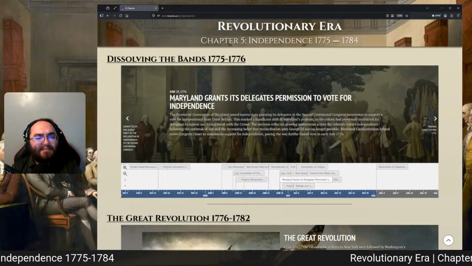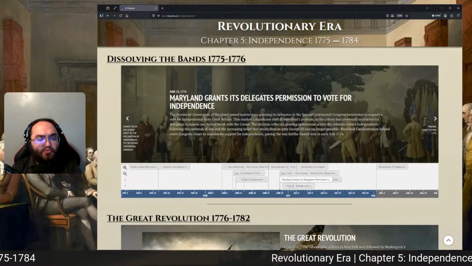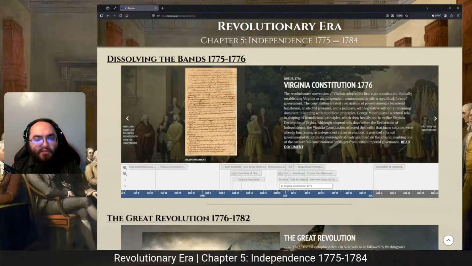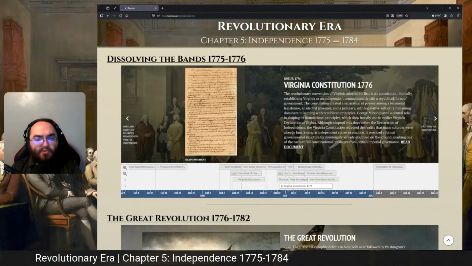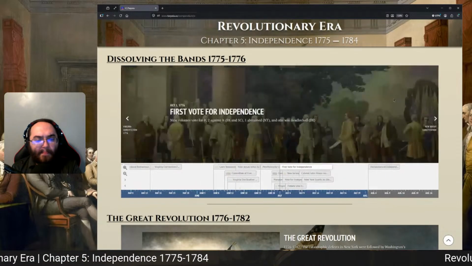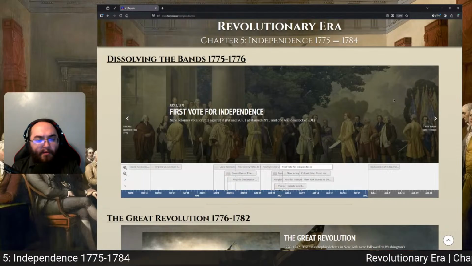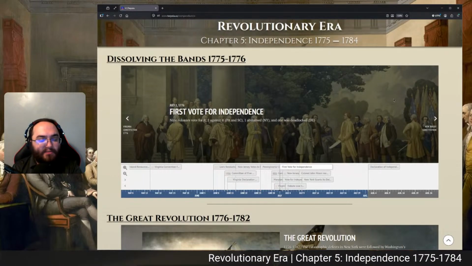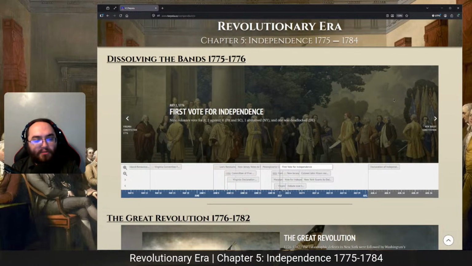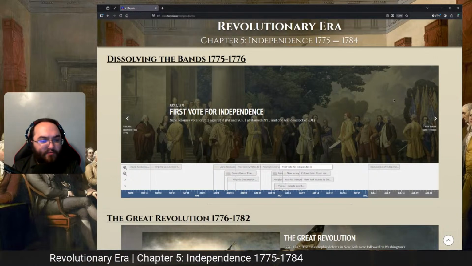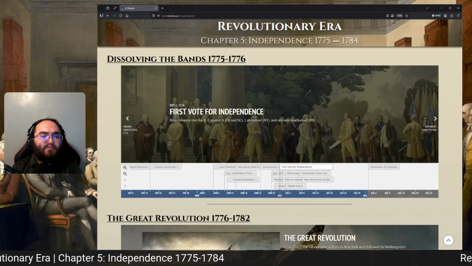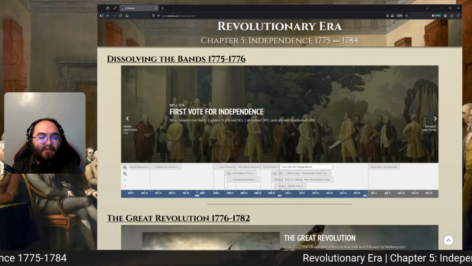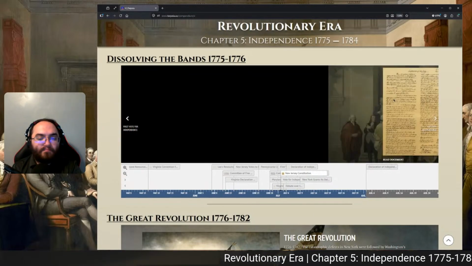Maryland will grant its delegates permission to vote for independence on June 28th, 1776. Virginia will create its own constitution. And then the Second Continental Congress will vote for independence. First on July 1st, 9 colonies vote for it, 2 against it, Pennsylvania and South Carolina, and 1 abstention, New York, and 1 was deadlocked, Delaware.